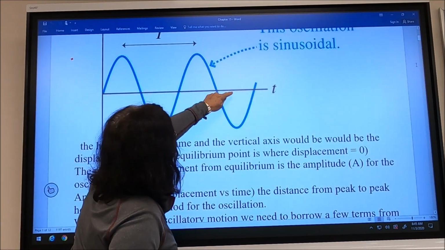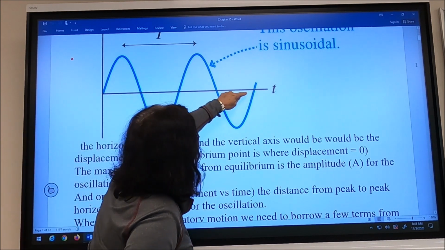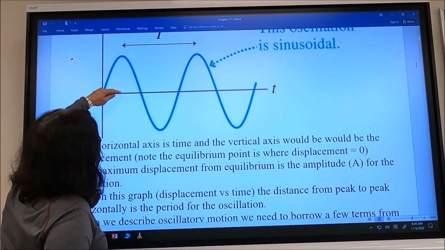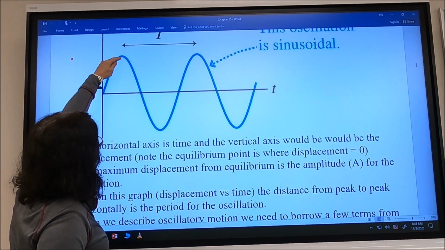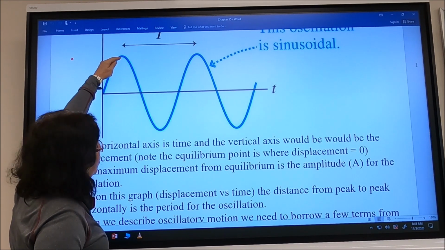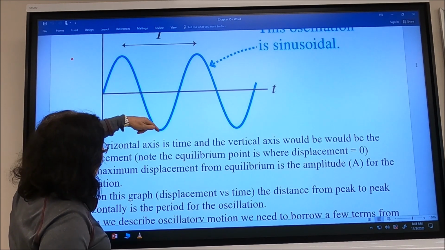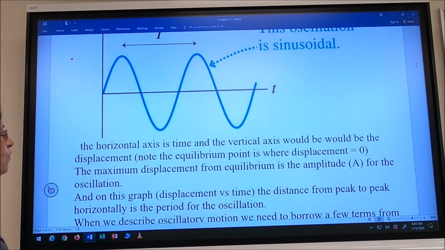The line here, that's our equilibrium position. Notice we have the same distance of travel in the plus x direction and the same magnitude of travel in the minus x direction. That's referred to as the amplitude, okay? Which is the maximum displacement from equilibrium. And the equilibrium line is the x equals 0 position, okay?